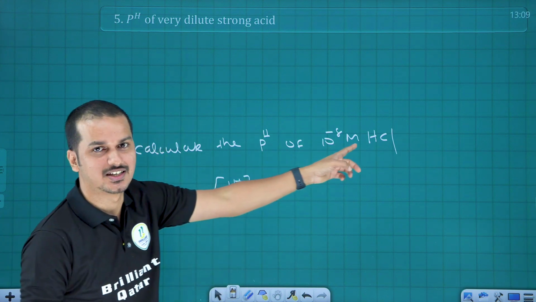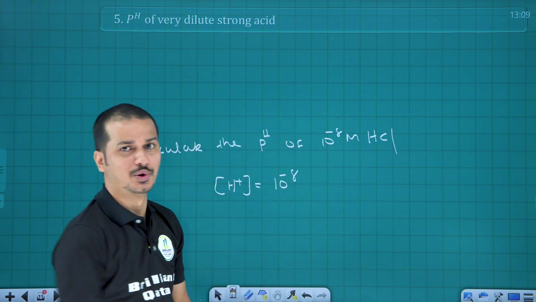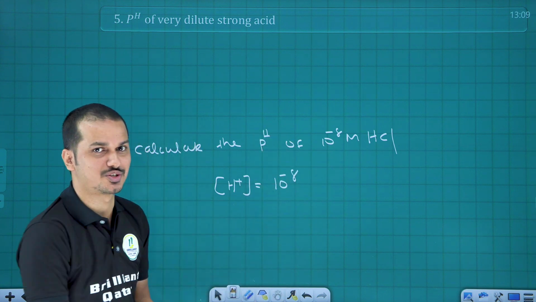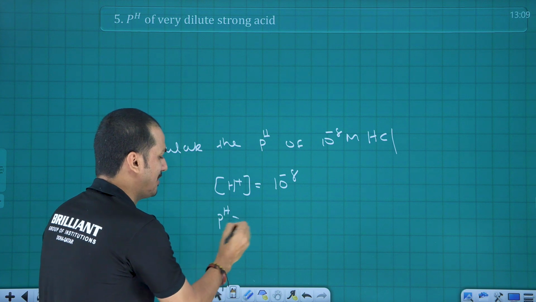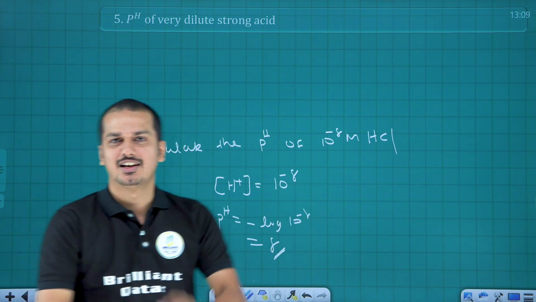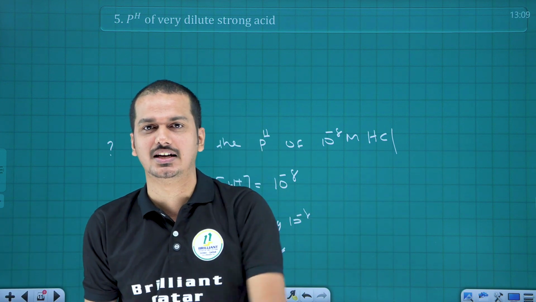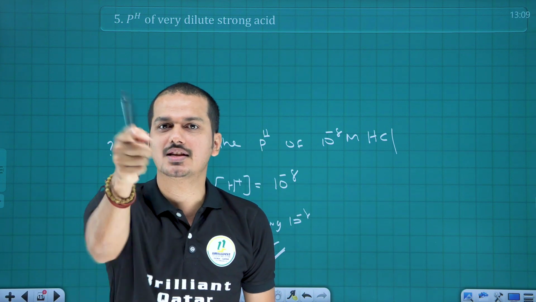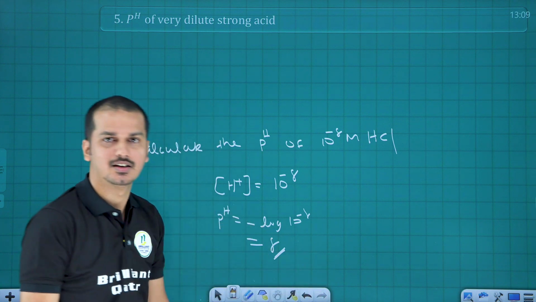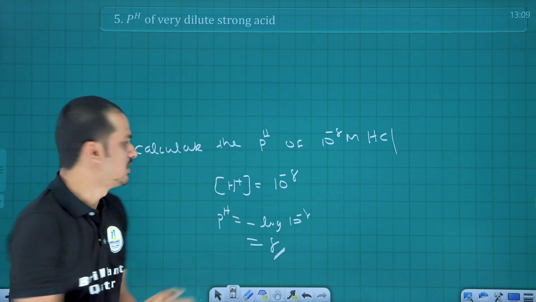Concentration of H plus is equal to HCl, molarity and normality are same, so 10 raised to minus 8. Then pH is equal to minus log 10 raised to minus 8. Yes, I got 8. Wrong. Utter nonsense. Why? In the case of a strong acid, pH cannot be greater than 7. The answer 8 is wrong. So what's the problem that happened here?